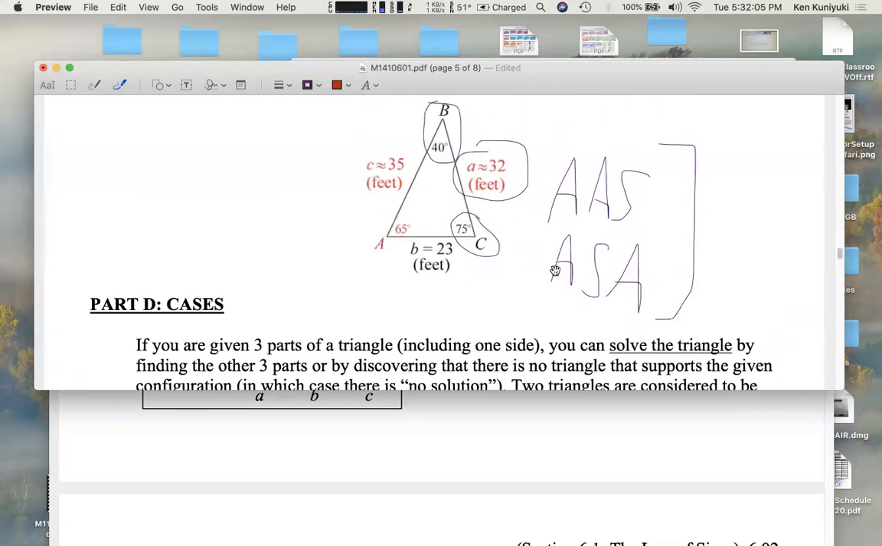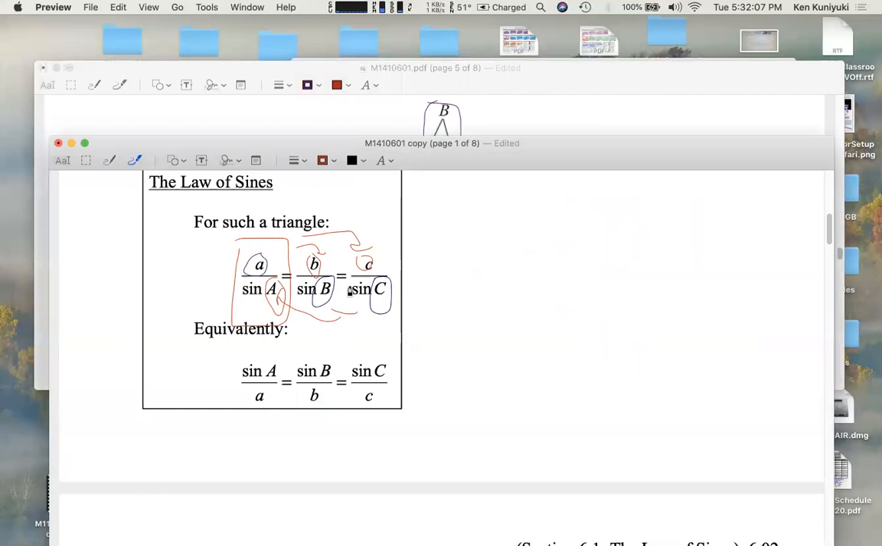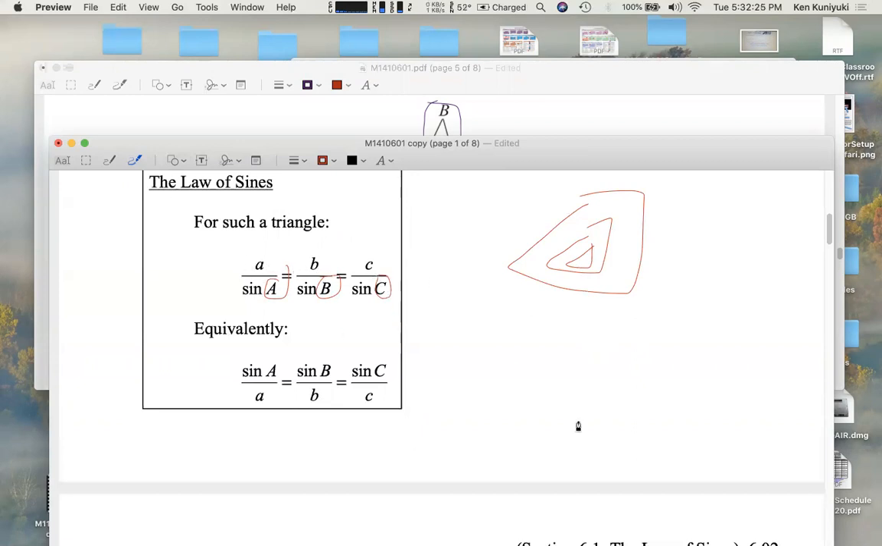By the way, AAA would not be enough information. If you just had AAA information, well, you could have various sizes, right? I mean, you could have this or this, this whole family of similar triangles. If I gave you a bunch of angles, well, there's no known ratio here, so you couldn't do any relating. So AAA wouldn't work out.